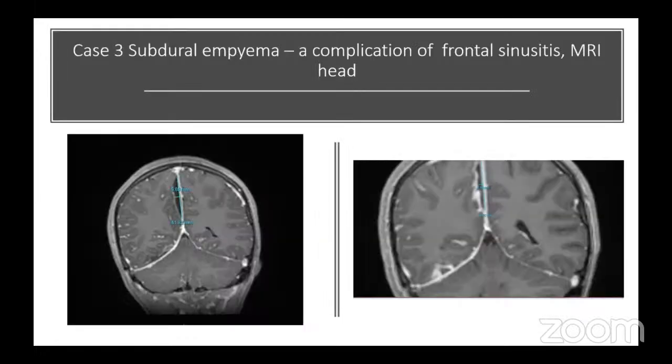As you would see, the coronal image of the MRI scan shows empyema in this area around 6 millimeters, which was reduced to 2 millimeters in 4 weeks' time, and it was completely resolved after a couple of months. She remained asymptomatic since then.